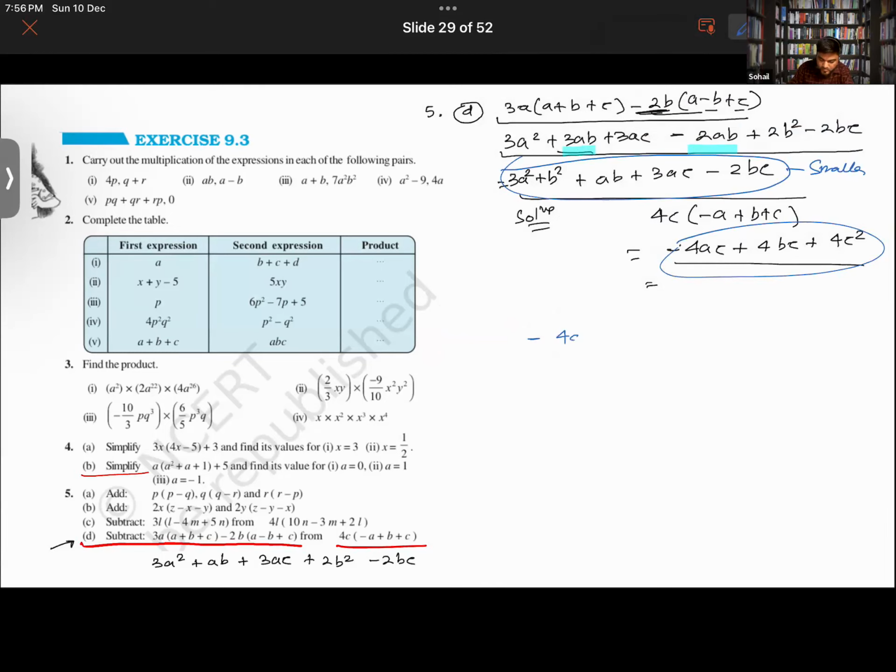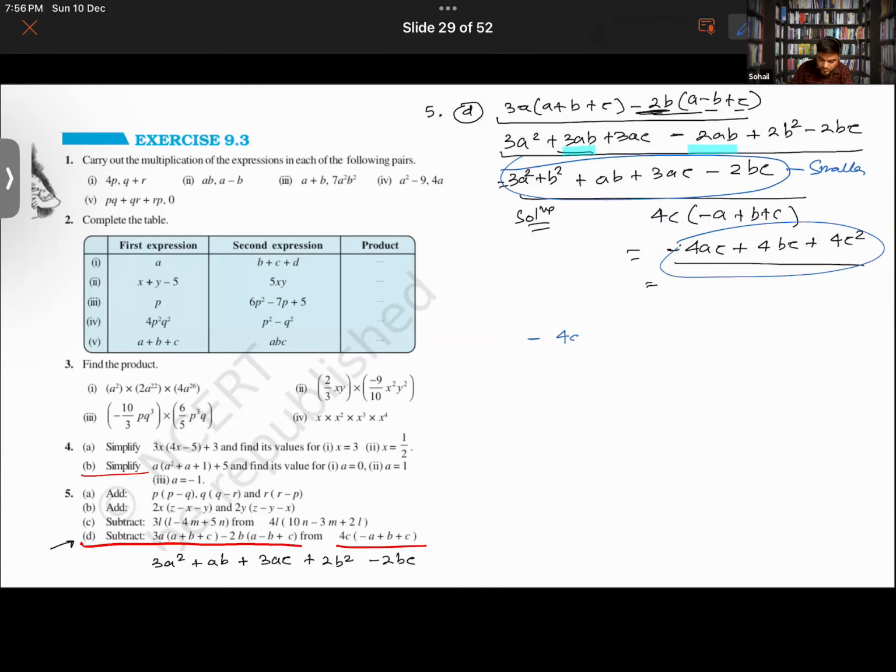So minus 4ac minus 3ac. Then plus 4bc plus 2bc. Then write whatever is left in the quotient: minus 3 square minus b square minus ab. So this becomes minus 7ac plus 6bc minus 3 square minus b square minus ab. Who got the same value? You got it? Okay, so this is the required answer. Hope it is clear to everyone.